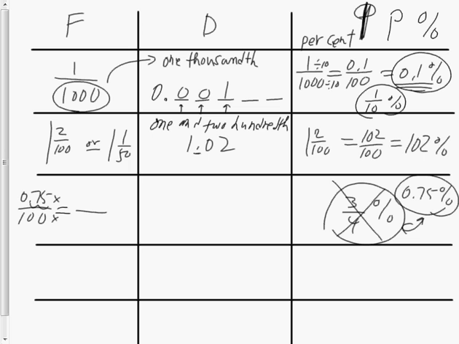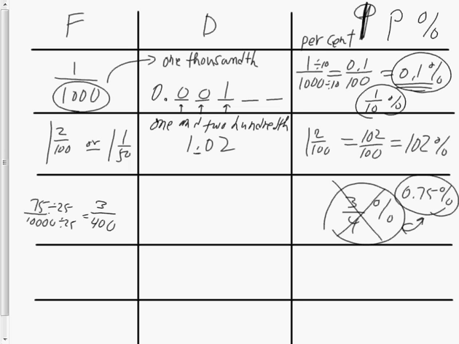So I have to move it 2 places, which means I want to multiply it by 100. I'll have 10,000 as my denominator, and I'll have 75 as my numerator. So the answer to the question, what is 0.75% as a fraction? The answer is 75 10,000ths. I'll just erase that. And in lowest terms, since both are divisible by 25, I'd have 3 over 400. Is that right? I think so. 3 over 400 in lowest terms.